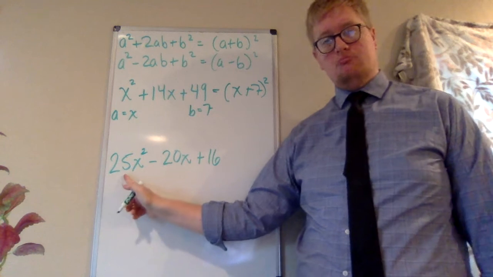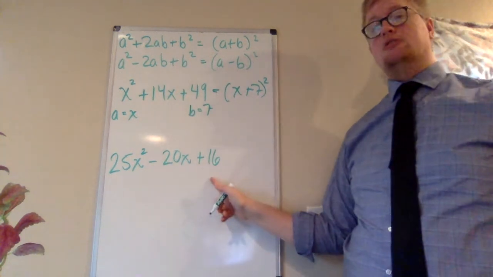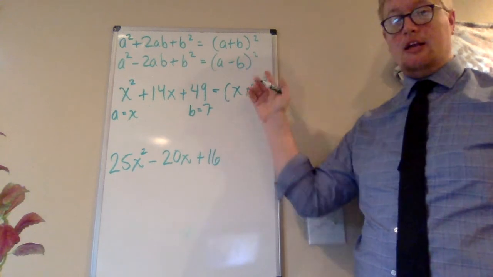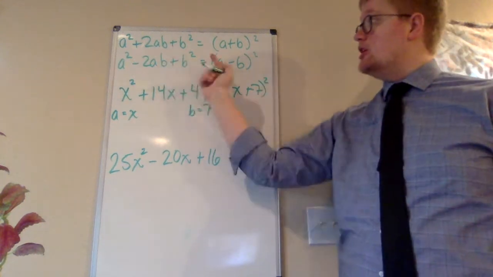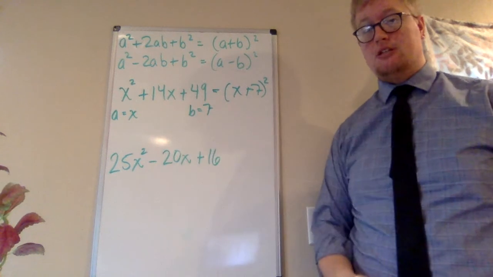Let's do another example here. My first term is a perfect square. 25 is a perfect square. My last term, 16, is a perfect square. So I'm going to go ahead and use my second formula here. The only difference is that it's a minus. This is a minus. That's how I know I'm going to use my second formula.